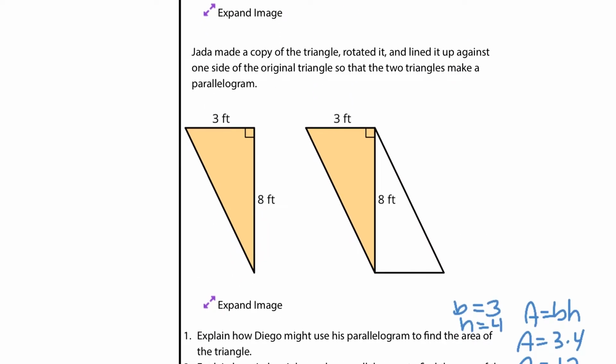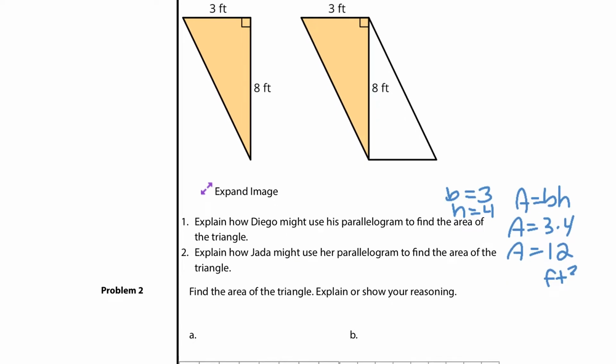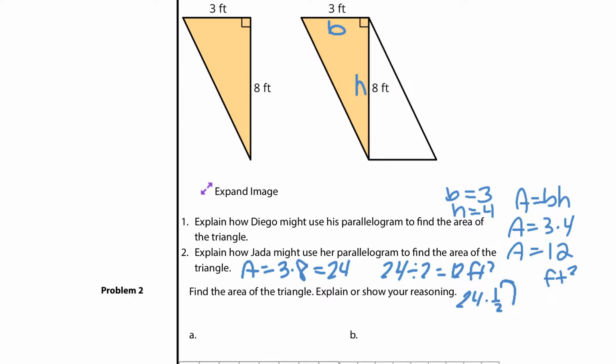Now, Jada could use a parallelogram again, but this time she has a base of 3 and a height of 8. And so when she takes 3 times 8, she gets 24. But here's the thing. That was 2 triangles worth. So she needs to take 24 and divide by 2 to get the 12 square feet. And of course, she could also do 24 times 1/2 as well to get that 12 square feet.